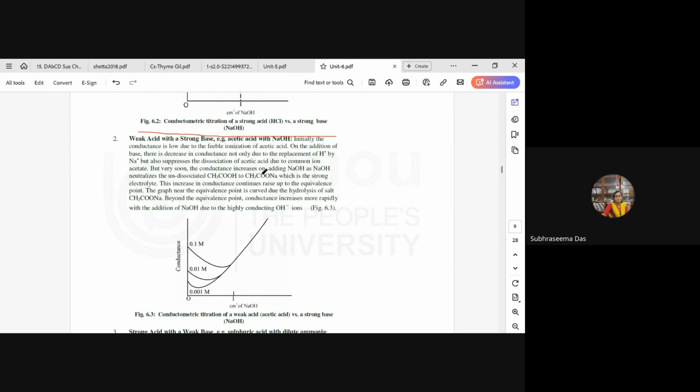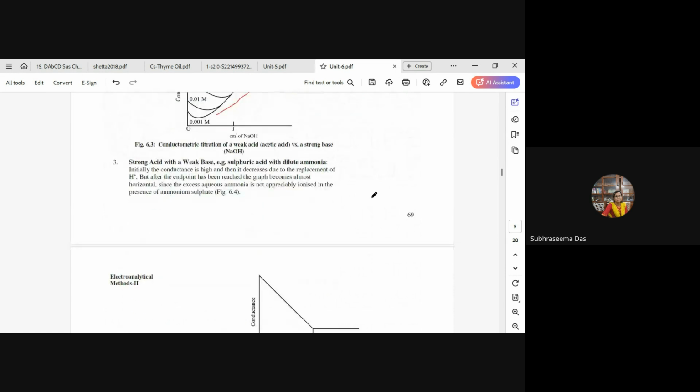Hence, after adding NaOH, the undissociated CH3COOH is converted to CH3COONa, which is a strong electrolyte. So this increases the conductance, and it rises up beyond the equivalence point. The conductance increases more rapidly.